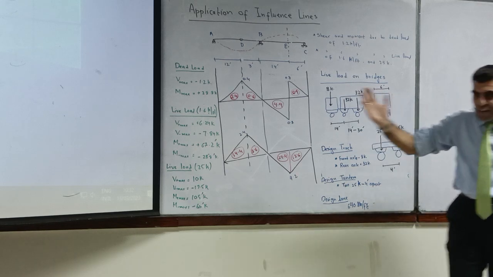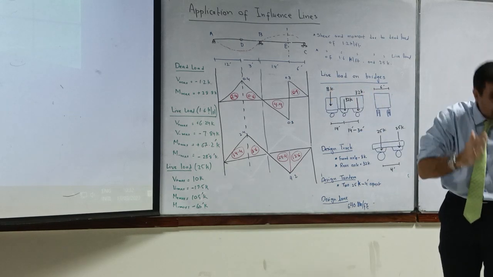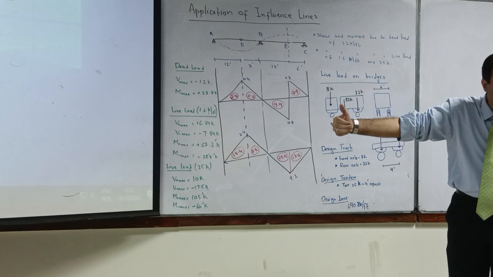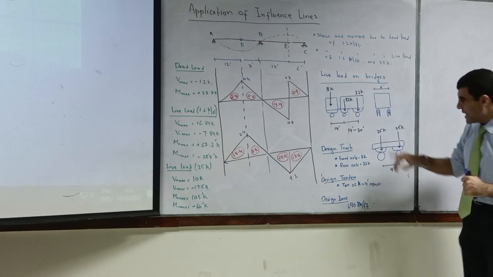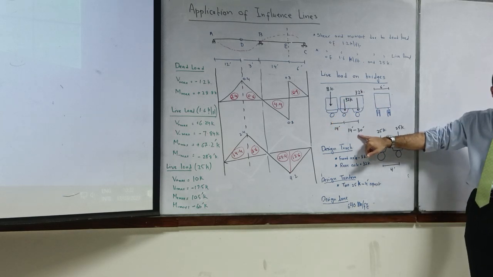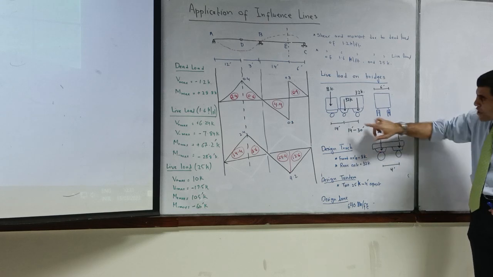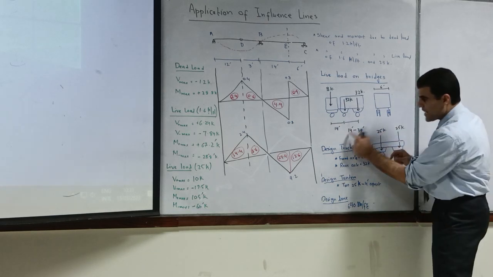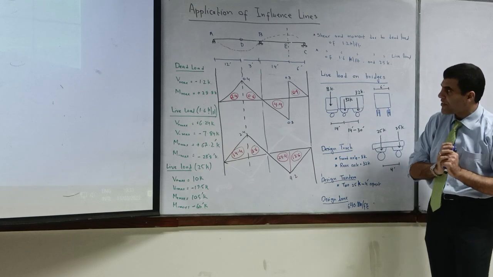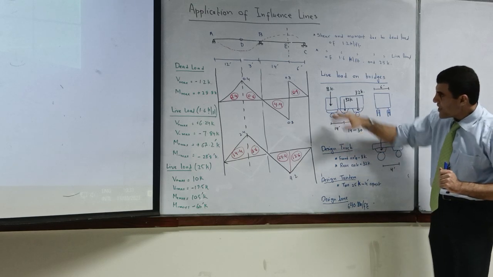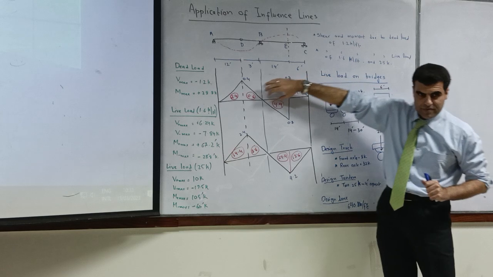Because if you lump all the loads together, that's the worst case, rather than spreading it out. So obviously you will take the 14 feet one. Is that okay? So this is 14 and this is 14. Now that's established, now you will place it somewhere over here.